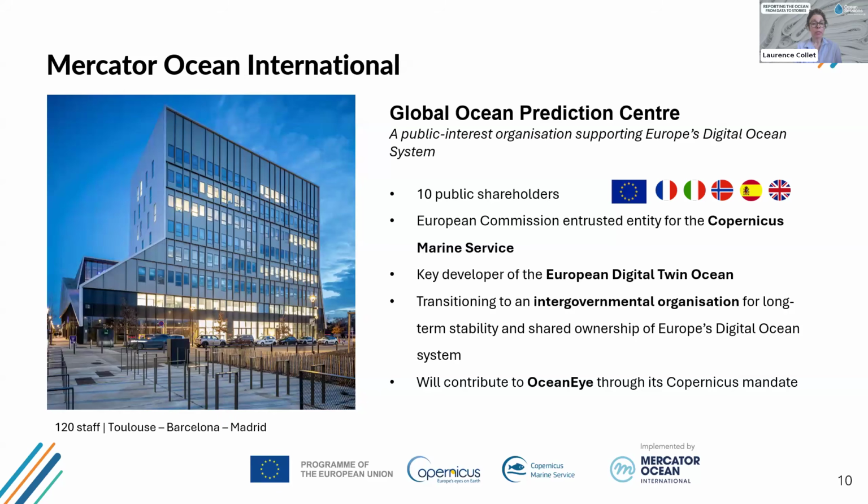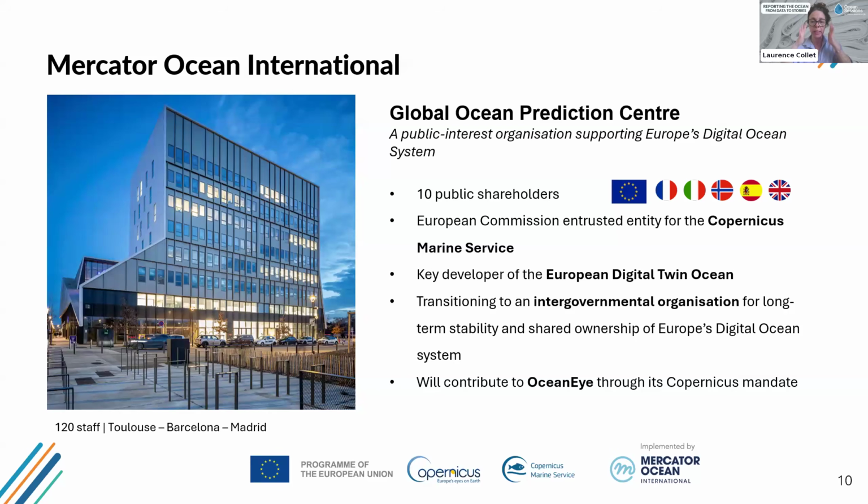Mercator Ocean is the entrusted entity of the European Commission to implement the Copernicus Marine Service and is also a key developer of the European Digital Twin Ocean. So the European Digital Twin Ocean is basically a virtual replica of the ocean fed by the Copernicus Marine data, as well as the European Marine Observation and Data Network, EMODNet. And this virtual replica of the ocean enables users to develop applications and simulations on this virtual ocean.